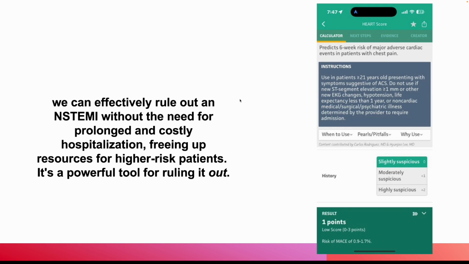Now, for me personally, I might wait for this patient for another hour to do a serial troponin. If the troponin remains low, then I would discharge this patient safely.